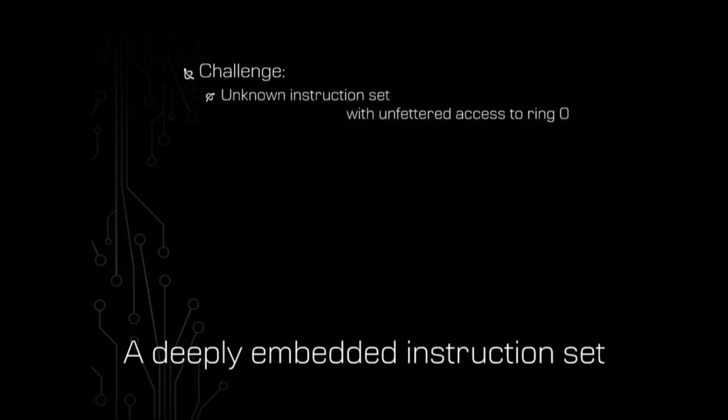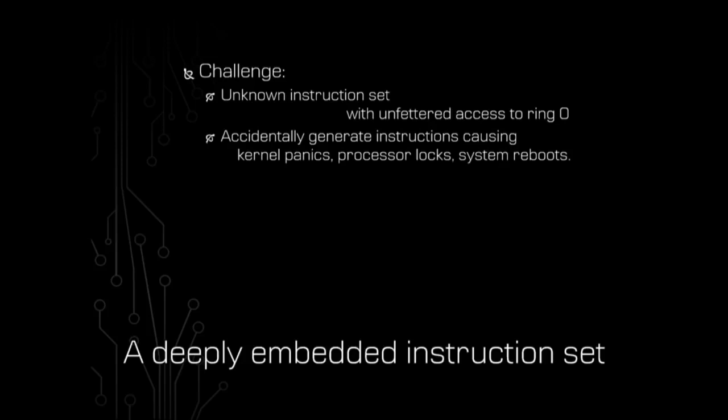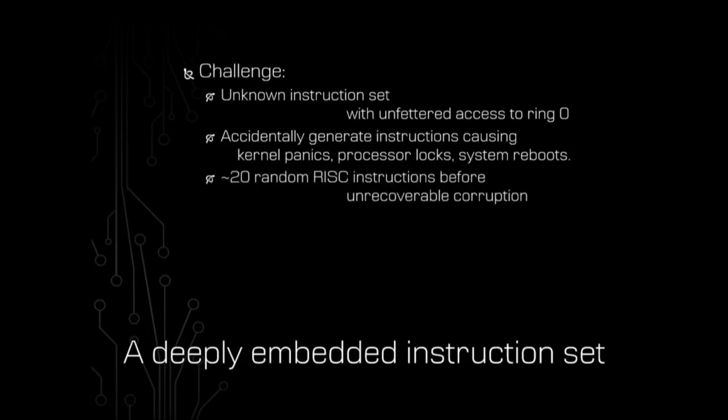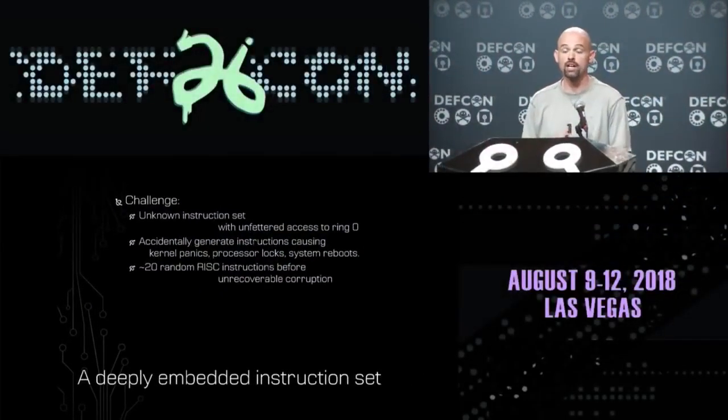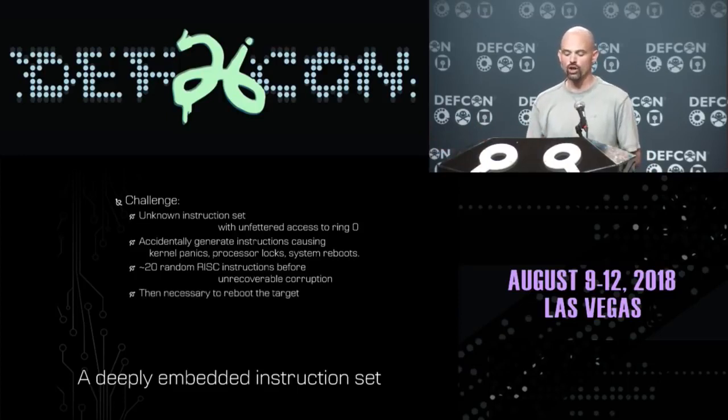Unfortunately, we run into even more challenges here. I'm dealing with a totally unknown instruction set that probably has unfettered access to ring 0. So it is really, really easy to accidentally generate instructions that cause kernel panics or processor locks or complete system reboots. And in practice, I could only generate about 20 RISC instructions before the system became unrecoverably corrupted, before I had to reboot the system and start over.